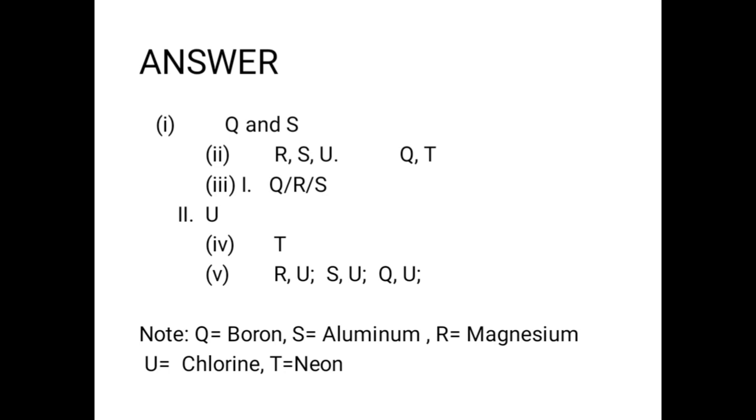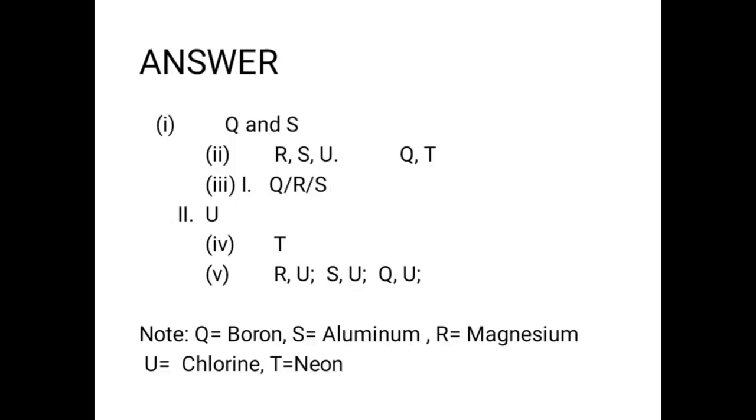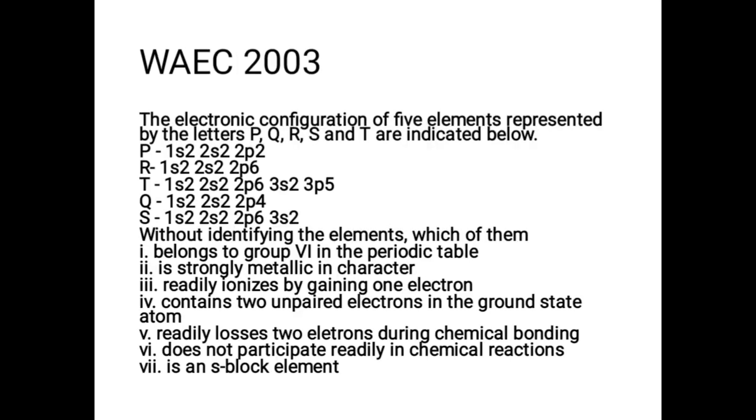That's neon. And then the final one is which form electrovalent compounds. R and U, that's magnesium and chlorine, react to form electrovalent compounds. Aluminum and chlorine also react to form electrovalent compounds. Boron and chlorine also react to form electrovalent compounds. And the second one, very similar to that, is WAEC 2003.